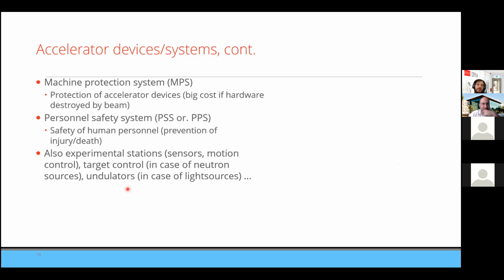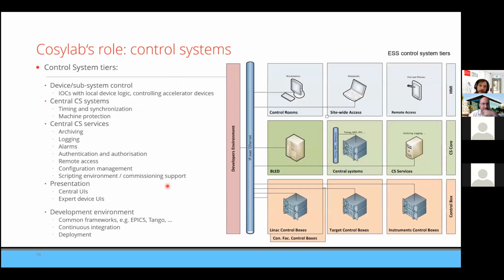And then you also have the personnel safety system, the system that prevents injury or death of personnel. And there are also other experimental stations, and all these that I was talking about need to be somehow managed by a control system.